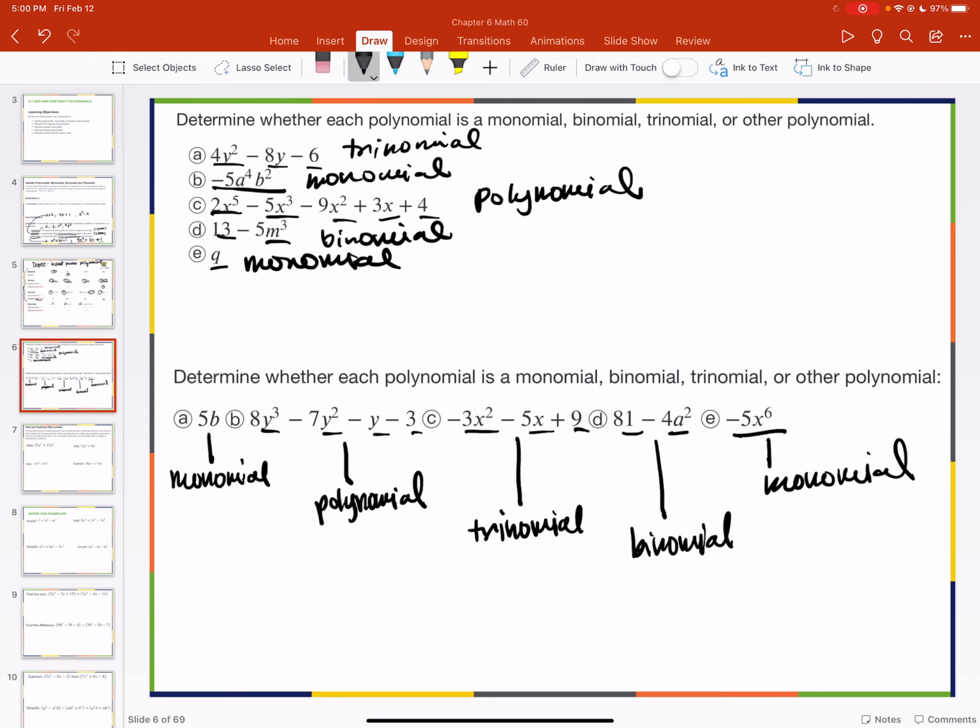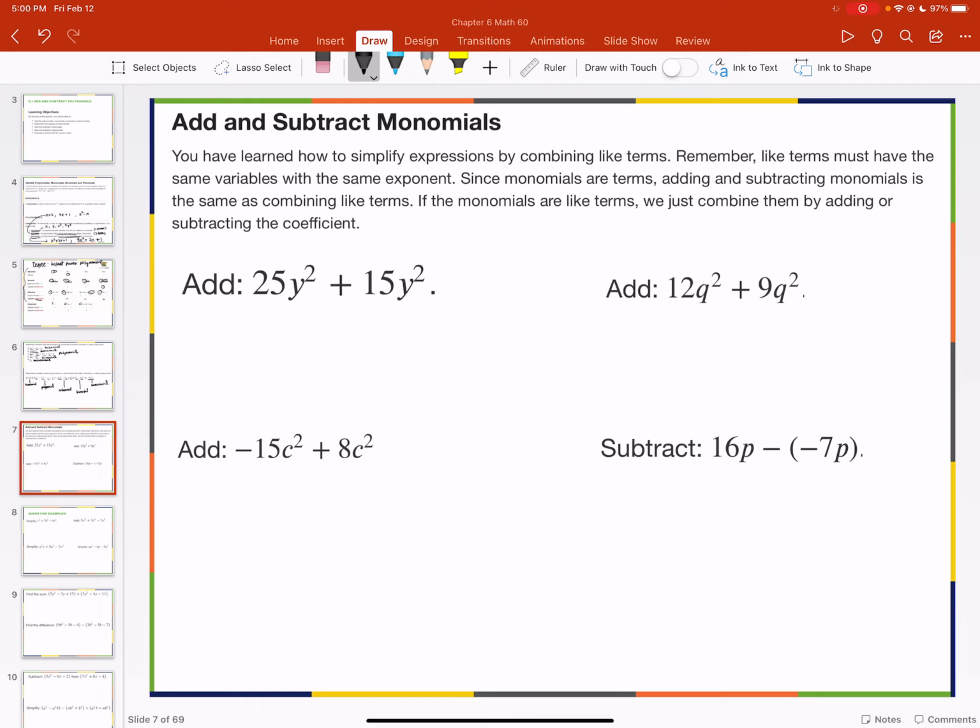All right. What about adding and subtracting them? So basically that's just like terms, yeah? Remember we talked about like terms? You can add or subtract monomials when the variable part has exactly the same exponents, okay? Then you can go ahead and add or subtract.